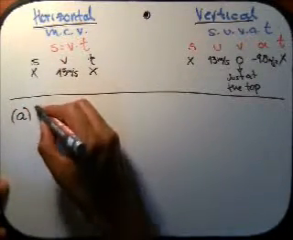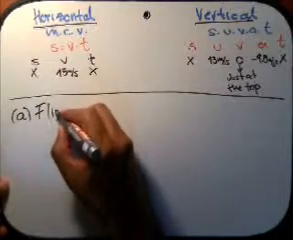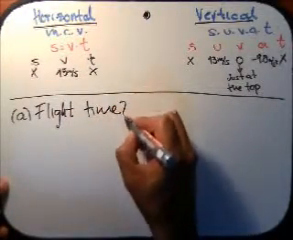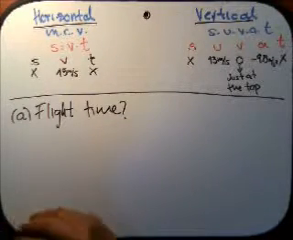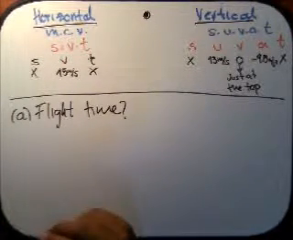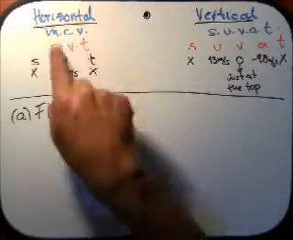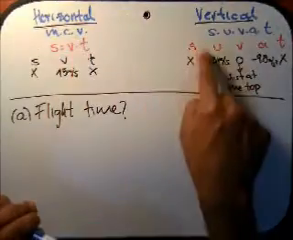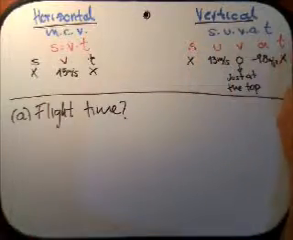Question A was the flight time. So the flight time is something that we could find using either the horizontal equation, because it has time, or the vertical equations, which also have time.